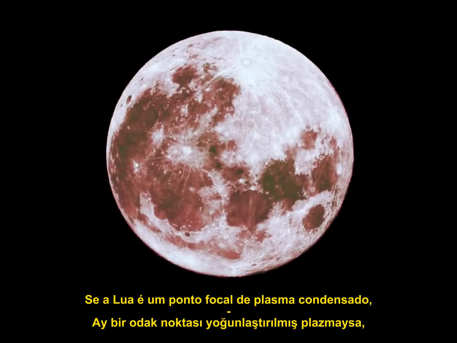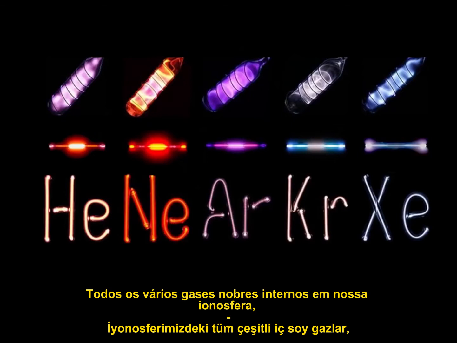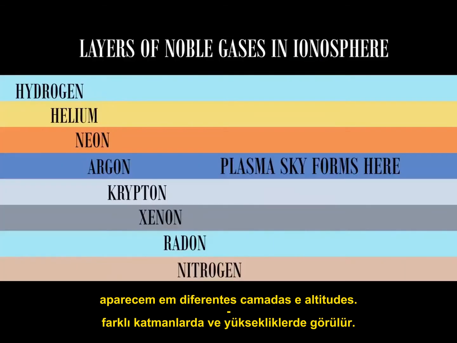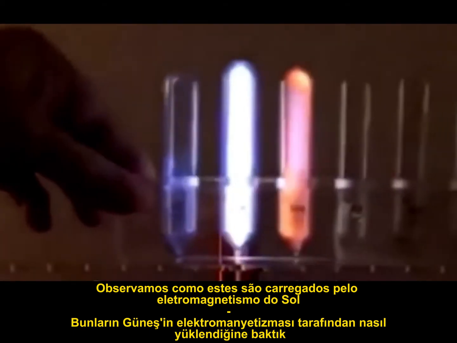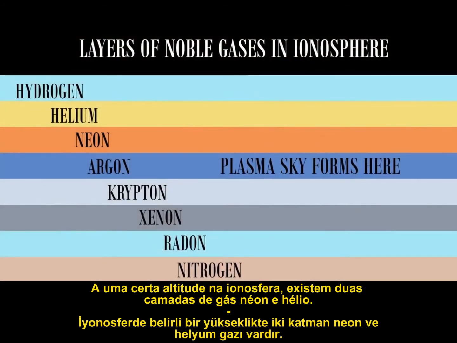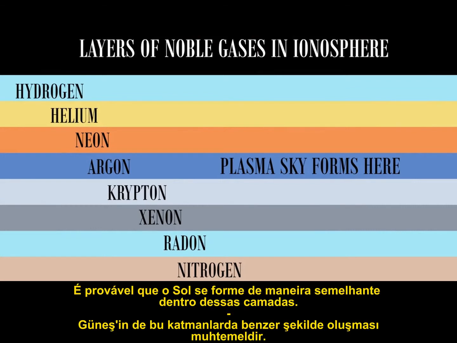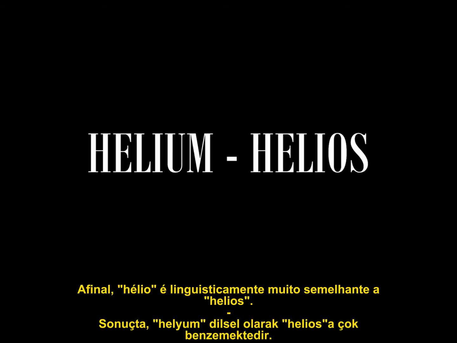If the moon is a point of focused, condensed plasma, then it has to occur within one of the layers in the ionosphere above us. All the various inert noble gases in our ionosphere appear at differing layers and altitudes. We looked at how these are charged by the sun's electromagnetism to form the plasma sky. At a certain altitude in the ionosphere, there are two layers of neon and helium gas. It is likely that the sun forms in a similar fashion within these layers. After all, helium is linguistically very similar to Helios.